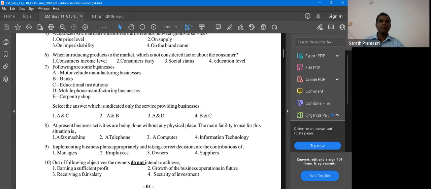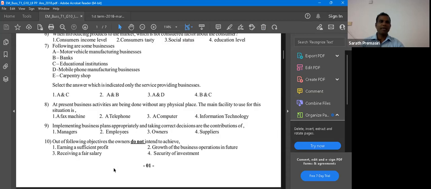The following are some businesses. Which indicates only the service providers? Motor vehicle manufacturing, banks, education, mobile phone, carpentry, B and C. B and C means the last one.